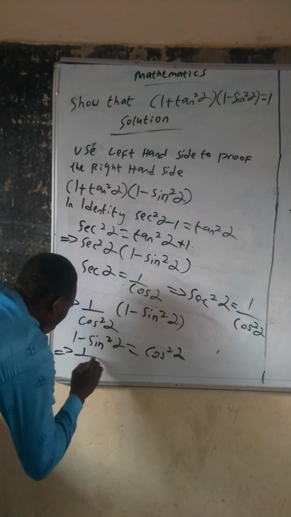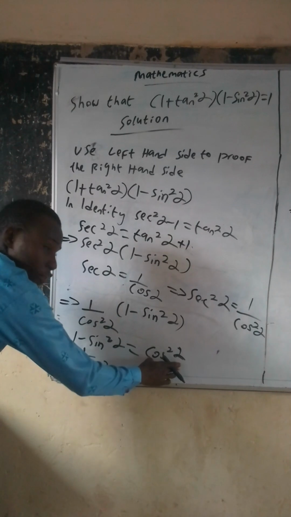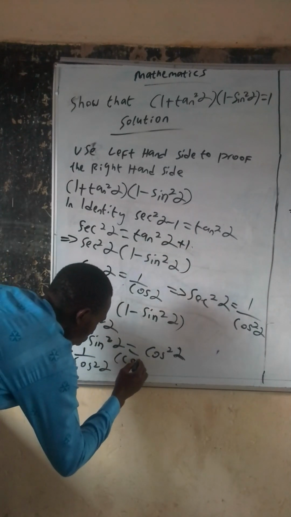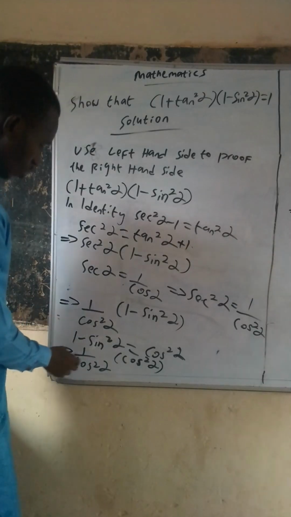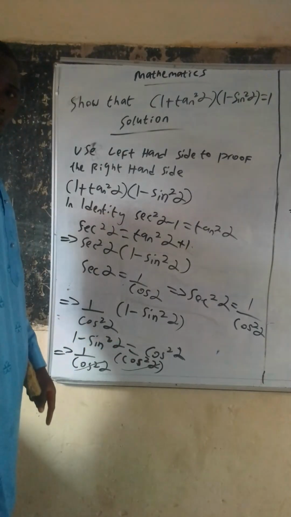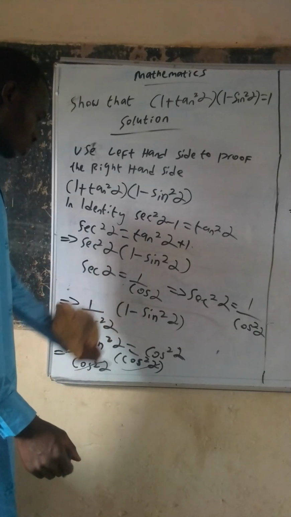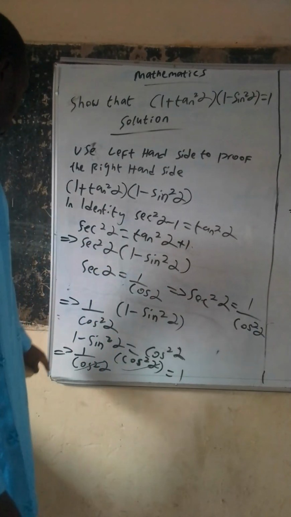So we have 1 all over cos square alpha, and instead of this, we have cos square alpha. Are you getting me? Cos square alpha is going to cancel cos square alpha. So everything is equal to 1.